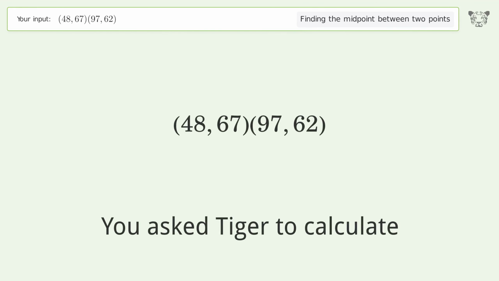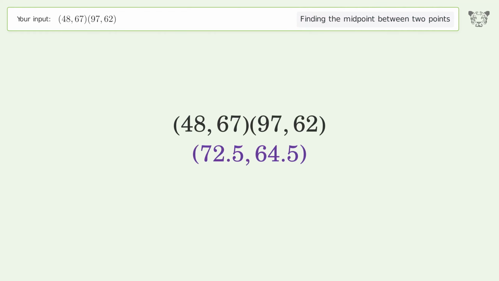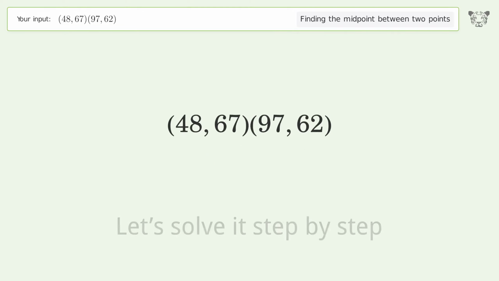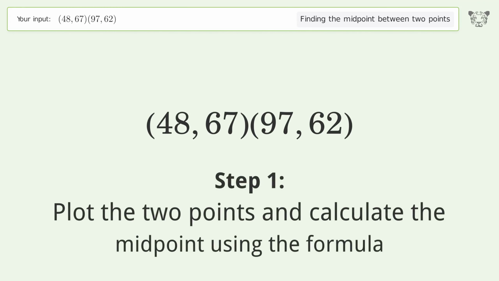You ask to calculate the midpoint between 2 points. The midpoint between the 2 points is 72.5, 64.5. Let's solve it step by step. Plot the 2 points and calculate the midpoint using the formula.